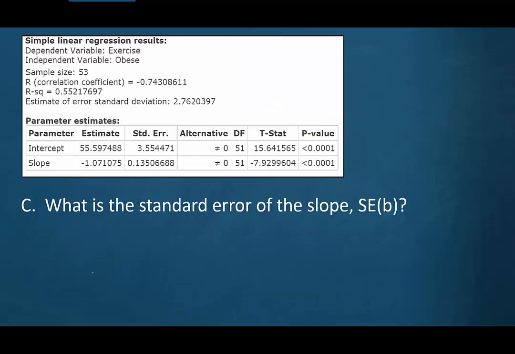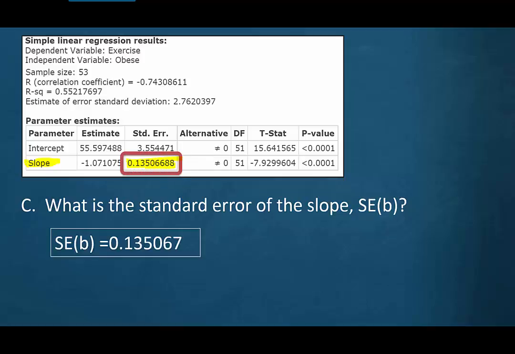So what is the standard error of the slope? Okay, so the standard error of the slope, we look here for slope and standard error, and it's 0.1350668. And I rounded that to about 6 places. You definitely don't want to round to 1 or 2 places. Take it out 4 or 5 places. I went out 6 just to be sure.